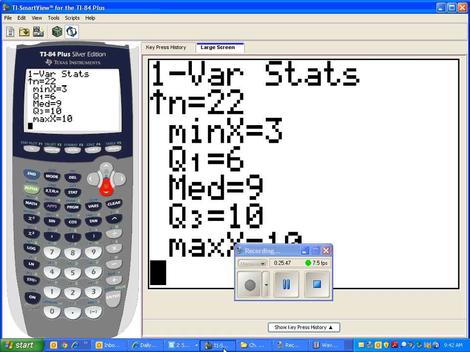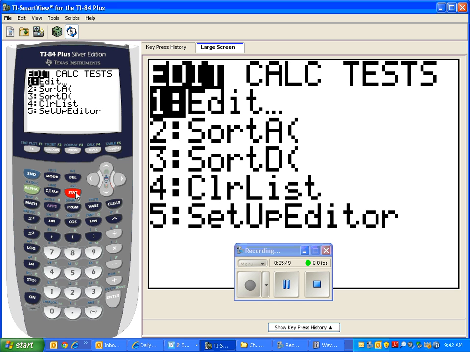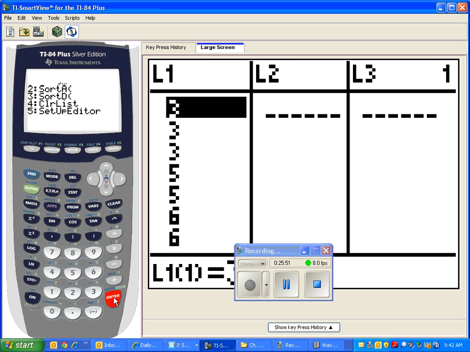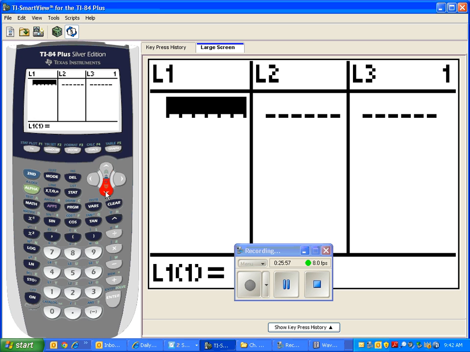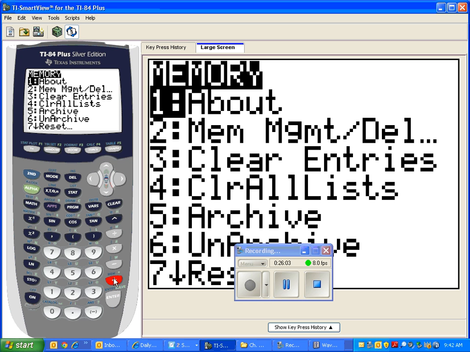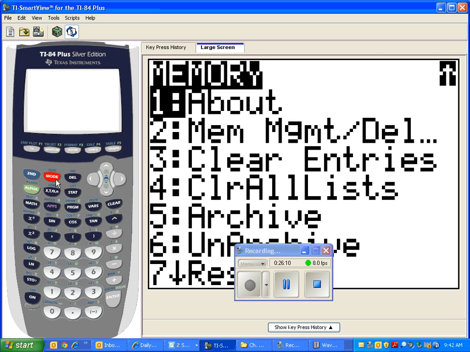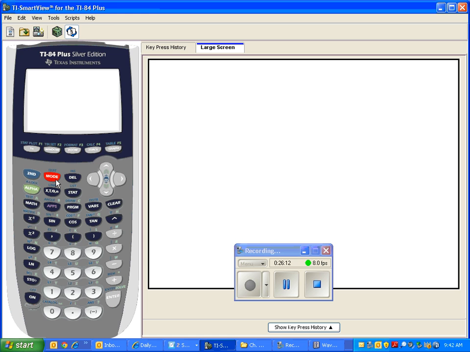If you want to clear your list quickly, you go to Edit, and then you make the L1 dark. Move my cursor up there, press Clear, and then the down button, and that will clear your list for you. You can also manage your lists in the memory of your calculator. You do have the option to clear all of your lists. Second Mem, option 4, will also clear out lists that you have. So you do have a couple options as far as that's concerned.